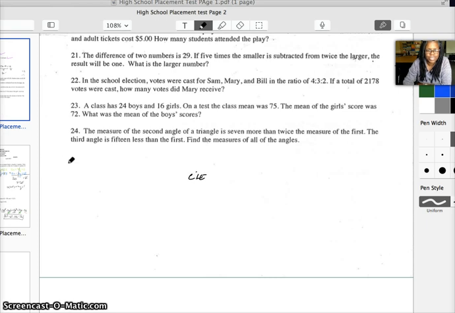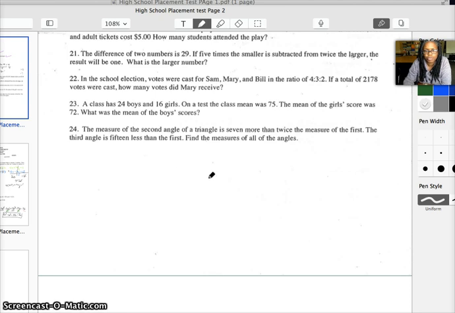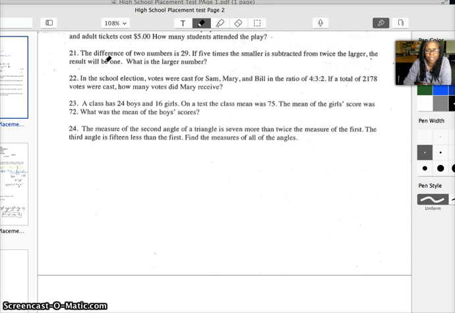All right, looking at 22, we've never expressly done a problem like 22 before, but this is totally within your wheelhouse, and this is a lot of stuff that you already know. The difference between two numbers is 29. So we know we're dealing with two numbers. Let's call one X, and let's call the other one Y. They talk about larger and smaller, so let's let X be the larger number and Y is the smaller number. Okay? And now we can set up our equations.